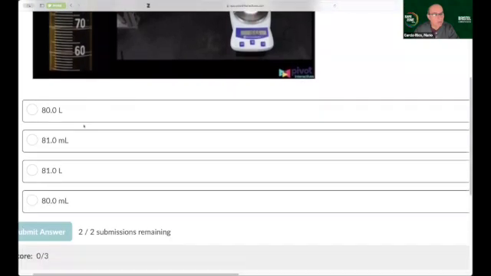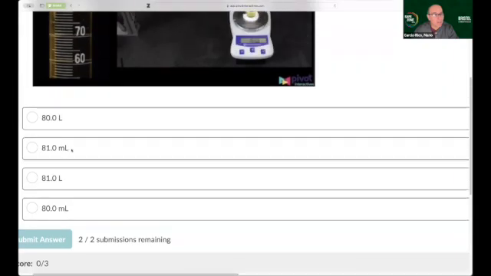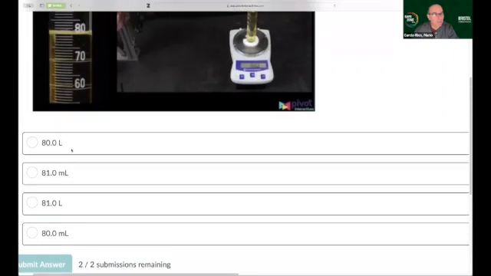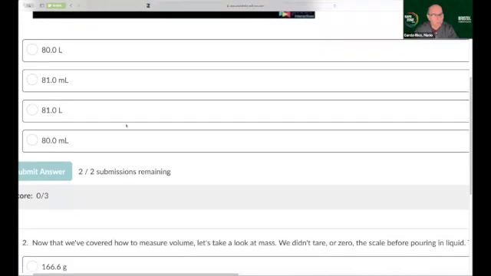So I'm going to look at the answers, see that some of them have units of liters, so those two are out, the top and the third one. The other two have slightly different numbers, 81.0 milliliters or 80.0 milliliters. In my view, the cylinder has a volume closer to 80 than to 81. That's what I'm going to be choosing.